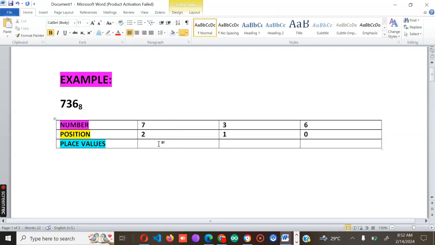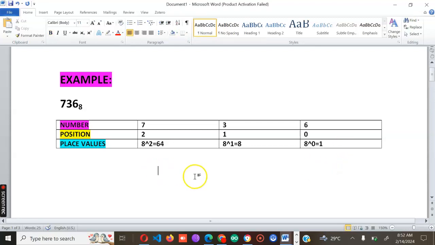Then the place value. This is supposed to be base 8 raised to power 2, which is 64. While this one is 8 raised to power 1, which is 8. And lastly, we have 8 raised to power 0, which is 1.